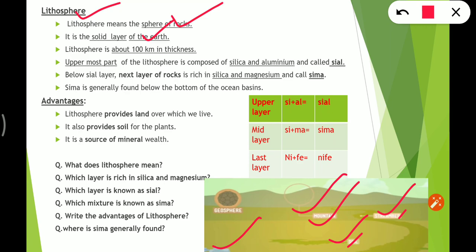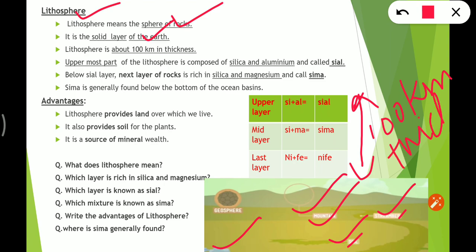And if we talk about its thickness, suppose this is our earth, upper layer, mid layer, and last layer. So from here to here it is 100 kilometer thick. Okay, 100 kilometer thick. The uppermost layer is rich in silica and aluminium, and is called sial.